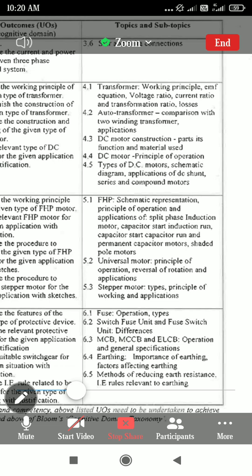Then the special application motor is the universal motor. A motor that works on AC as well as DC supply is called a universal motor, right? We discuss the principle of operation of the universal motor, reversal of rotation, and application of the universal motor.